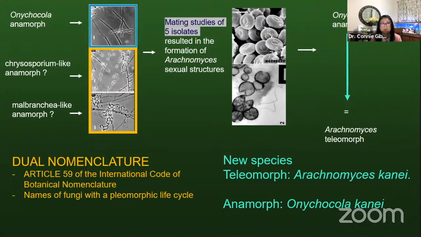So what I did was, okay, but then when we did the sequencing, it was distinct from the other species. So what do? We have to describe this as a new species. So then I named it Arachnomyces canei after the great mycologist in Canada, Dr. Julius Kane. He wrote a book on dermatophytes. And then the anamorph name was Onychocola canei.